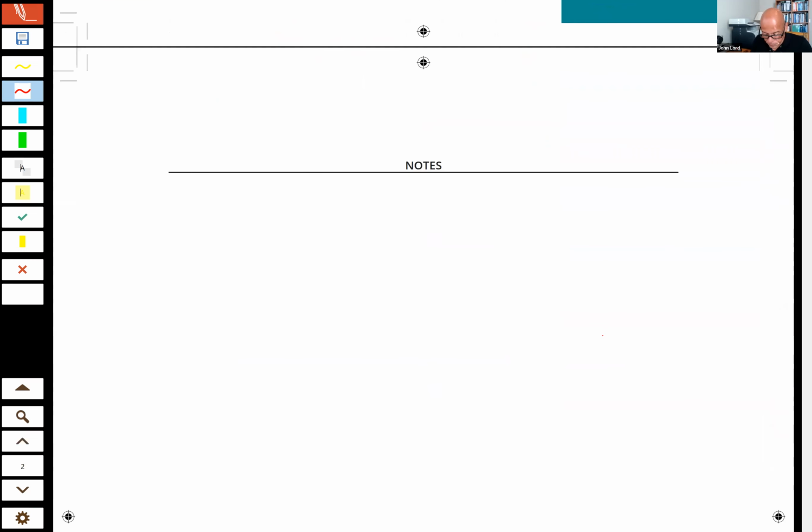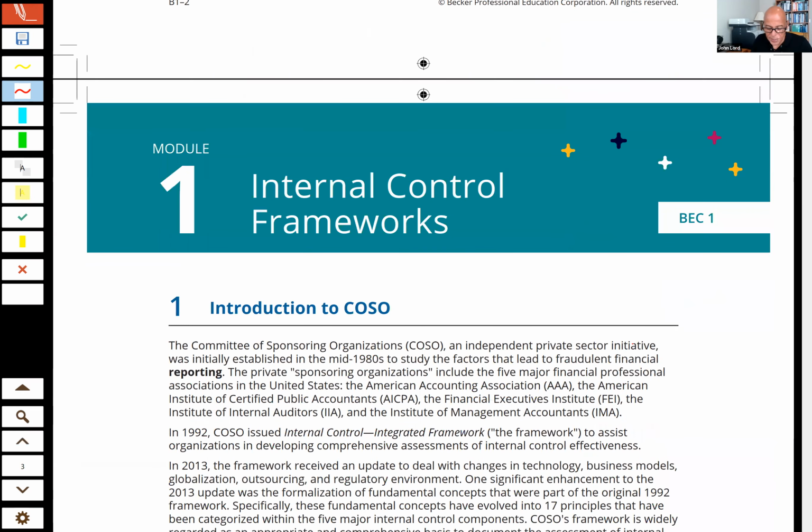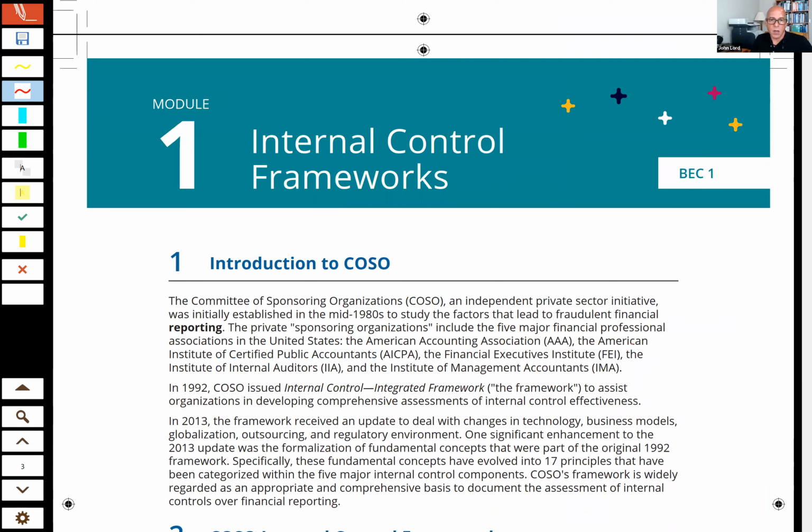So let's start to talk about COSO. Some years back, there was an entity called the Committee of Sponsoring Organizations of the Treadway Commission, and they published guidelines that could be used by companies to assess whether the internal controls were meeting certain objectives of the company. Those objectives include reliability of financial reporting, compliance with laws and regulations, and operational objectives of the company.